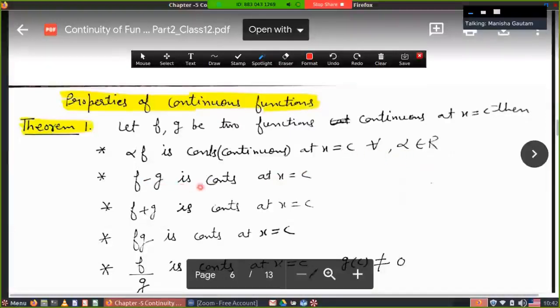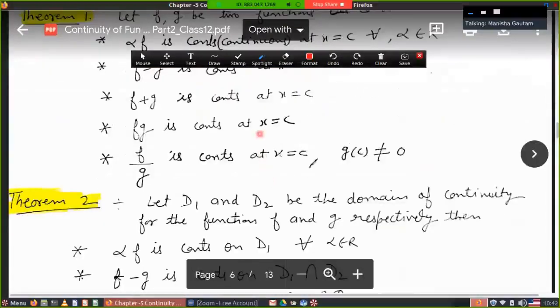The difference of the functions is continuous at x equal to c. The sum of the functions is continuous at x equal to c, and the product of the functions is also continuous at c. The quotient of the functions is continuous at x equal to c, but here you have to remember the denominator should not be equal to 0.